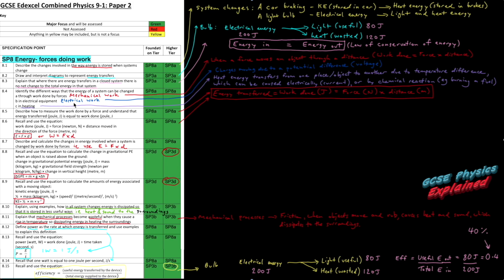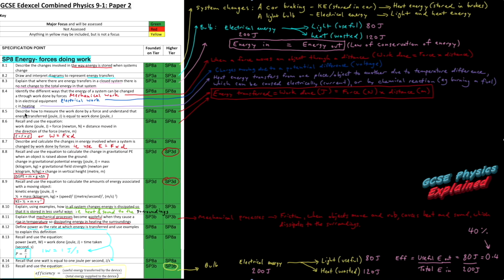Electrical equipment, so electrical work, for example, could be charges moving due to a potential difference or voltage. And heating, well, that would be something like heat energy transferring from one place or object to another due to a temperature difference, which can be caused either electrically, but from current, or by chemical reaction, for example, burning a fuel.